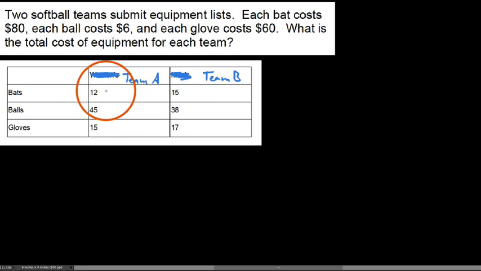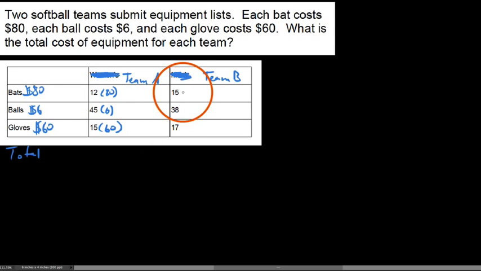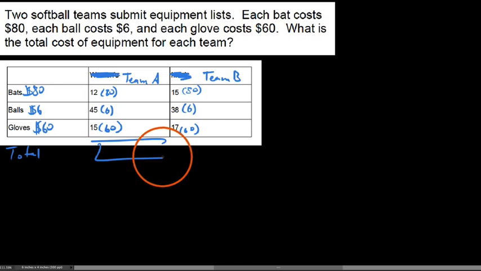And so the interesting thing is this, for Team A, we know that bats are $80, balls are $6, and gloves are $60. To find the total, we could just take 12 times 80, and then take 45 times 6, and take 15 times 60, because we have 15 of these $60 things, 45 of these $6 things, and 12 of these $80 things. And what we'll do is add these up. I would do the same thing over here, taking this times 80, this times 6, and this times 60 to get the total bill over here. And so what we're looking for are these two totals.